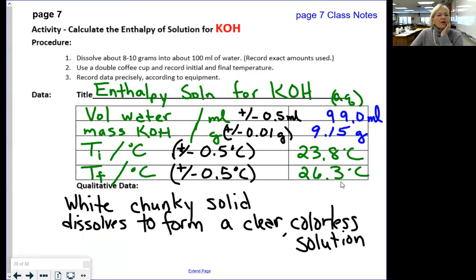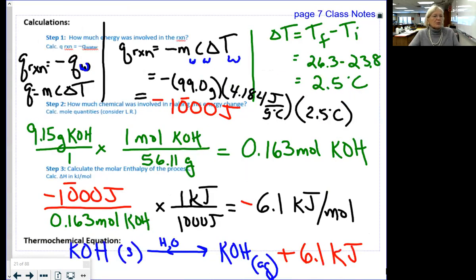For the KOH, we've got an initial temperature and a final temperature that was higher. I described the qualitative data here. Calculate the delta T, T final minus T initial. Make sure you recognize that whatever the water is doing is the opposite of what this reaction of dissolving KOH will do. So the Q of the reaction is negative Q of the water, which is M of the water, specific heat of the water, delta T of the water.